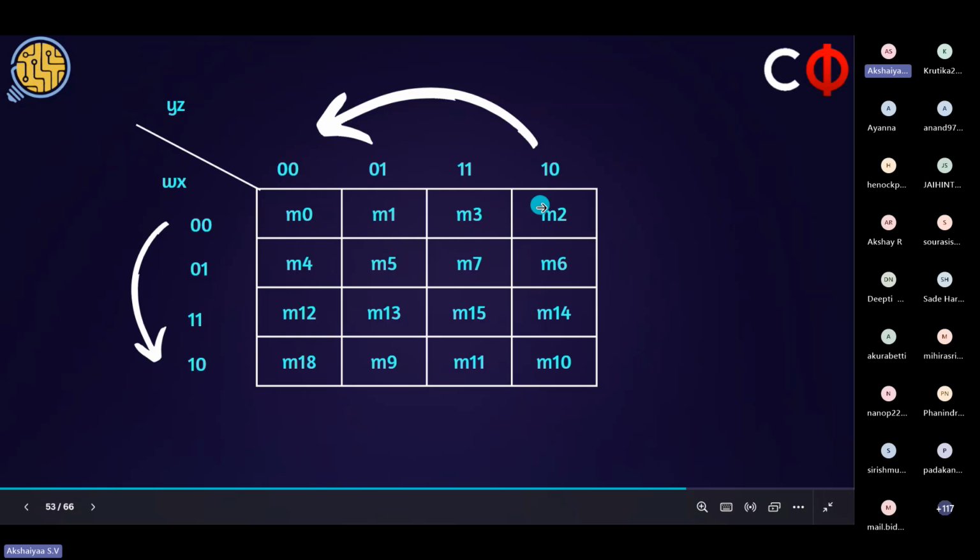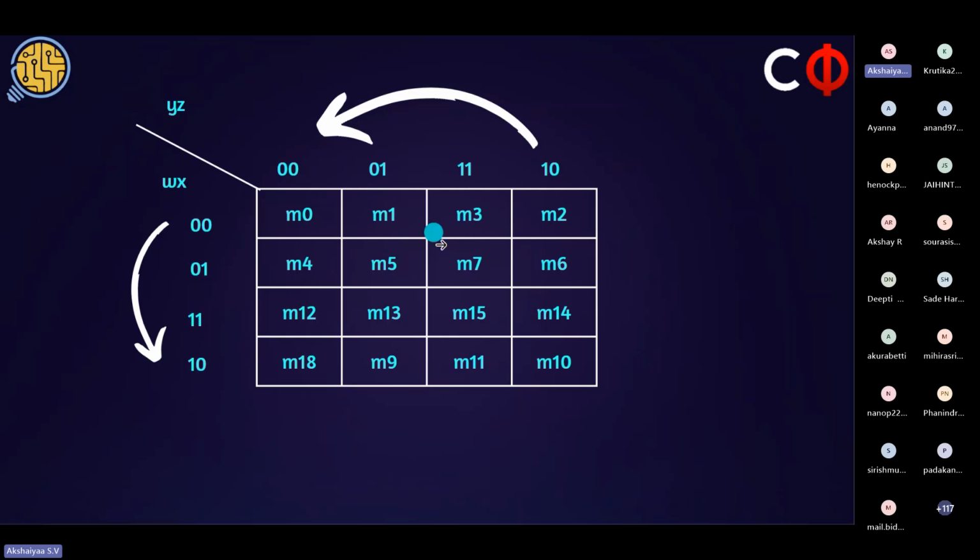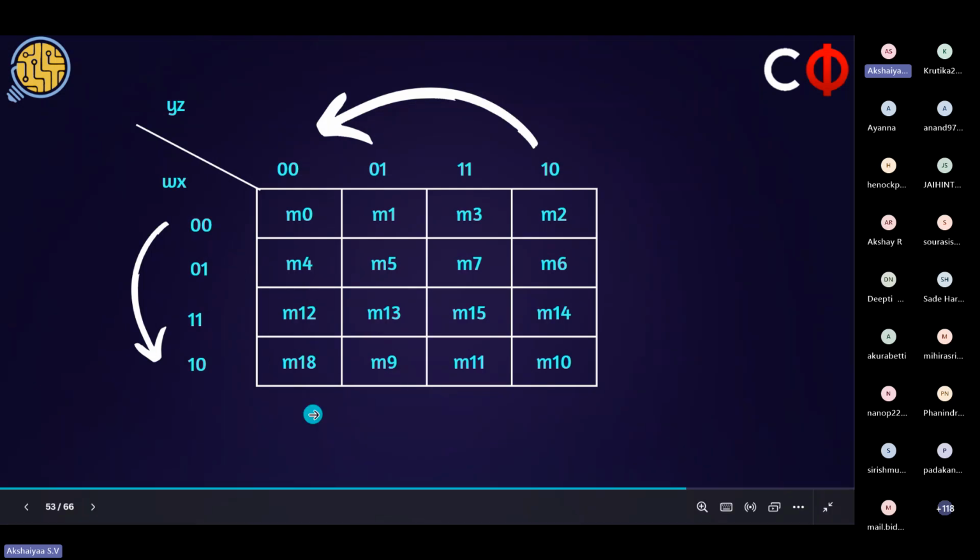M0, 1, 2, 3, 4, 5, 6, 7. Oh, it's 8, not 18, my bad. 8, 9, 10, 11, 12, 13, 14, and 15. So why have I made these two arrows? It's just to let you know that grouping can also be done in this fashion. Like this 0, 1, 0, 0, 1, 0 can be grouped together. If there are any terms there, they can be grouped together. And even this 0, 0, 0, 1 can be grouped together. That's exactly what I mean.